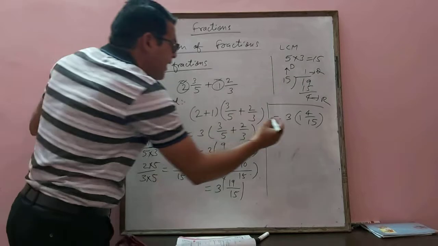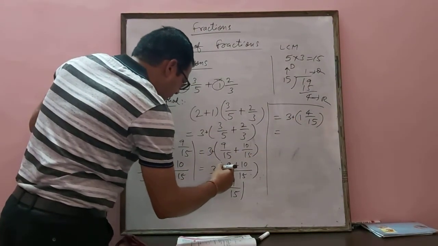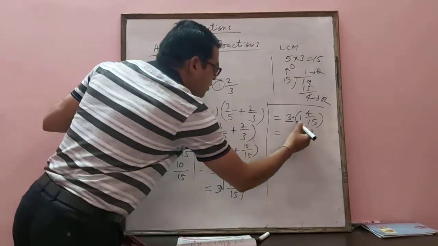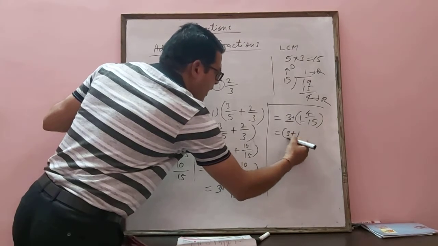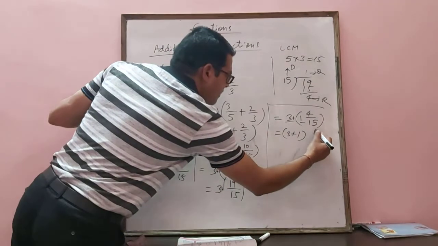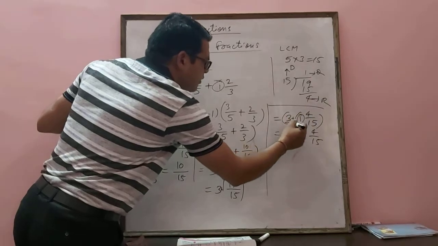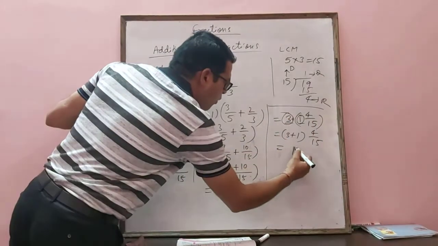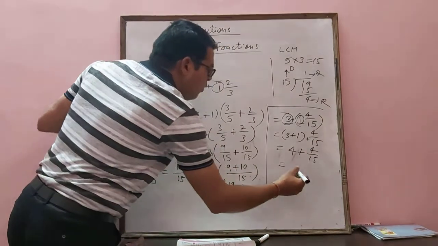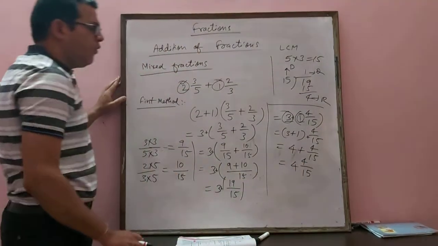Right? In between there is a plus; you can write plus here also. Now see, 3 is whole, this 1 is also whole. So we can add this 3 and 1 together, then write 4 upon 15 as it is. This is whole, this 3 is also whole. 3 plus 1 is 4, plus 4 by 15. So we can write it 4 whole, 4 by 15.